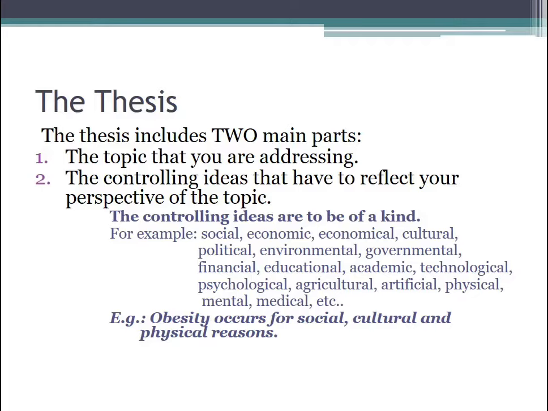For example, they can be social, economic, economical, cultural, political, environmental, governmental, financial, educational, academic, technological, artificial, cultural, and so on. For example, obesity occurs for social, cultural, and physical reasons.